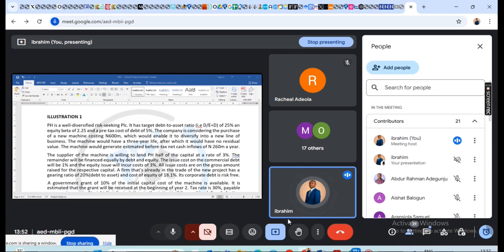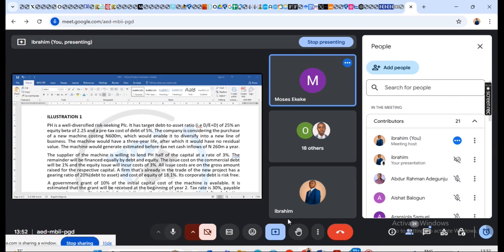If you have a debt to asset ratio of debt divided by equity plus debt of 25%, how many percent is debt and how many percent is equity? Debt is 25 and equity is 75. Yeah. Okay, that's fine.